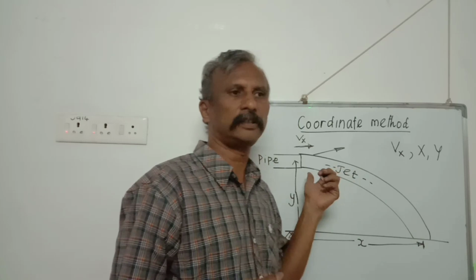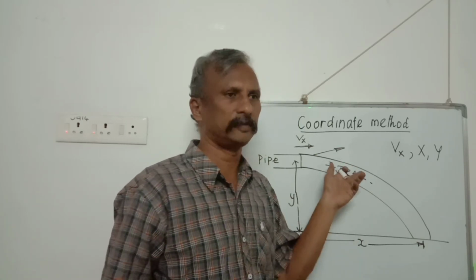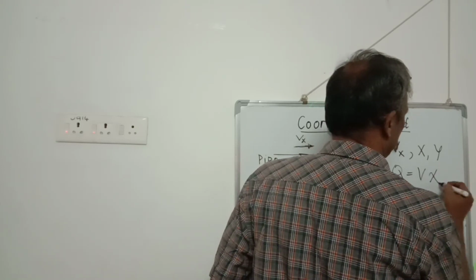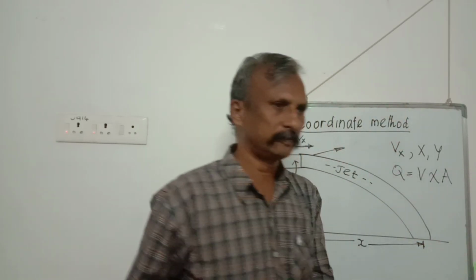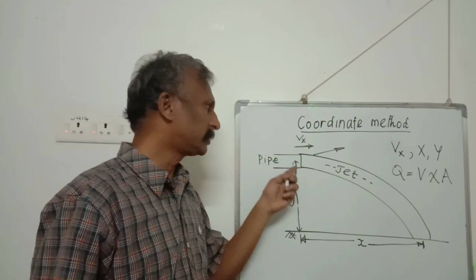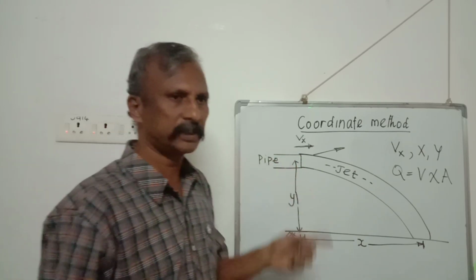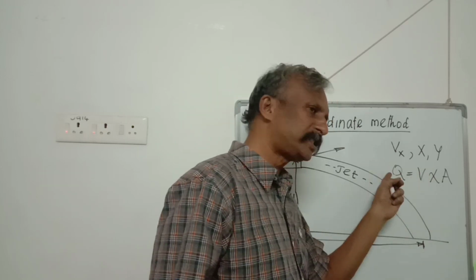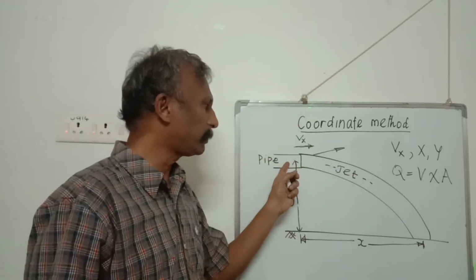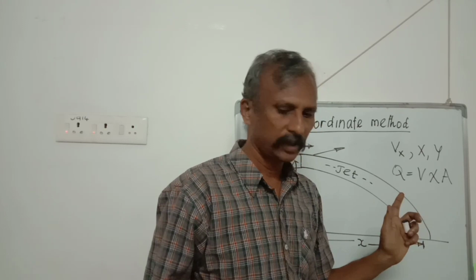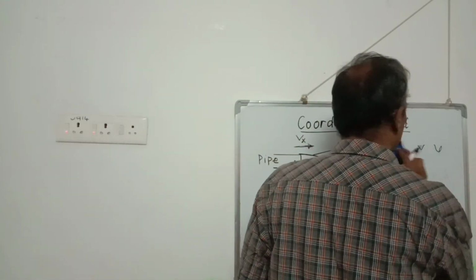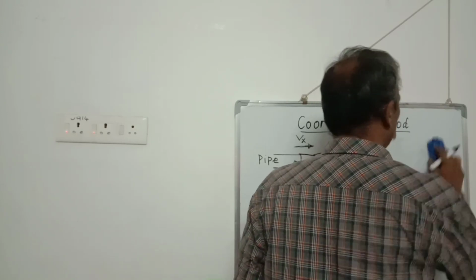So from x and y, if you are able to estimate Vx, then obviously the discharge rate is equal to velocity of flow into cross sectional area of flow. That you know, that Q is equal to velocity into area of cross section of flow. The area of cross section of flow can also be measured in the field, and we will be able to find out the discharge. Before we derive a relationship, we will do a very small hypothetical experiment.